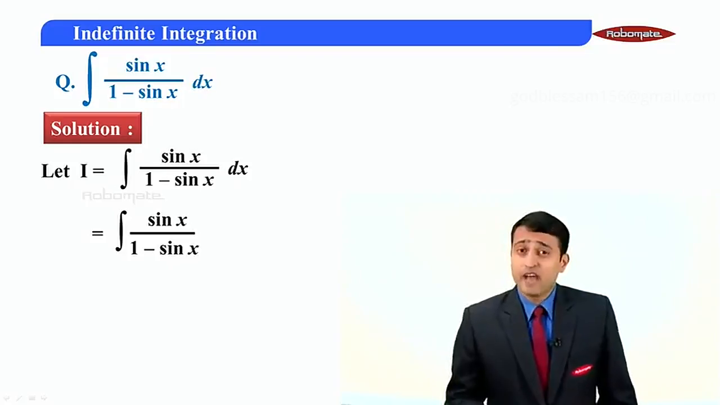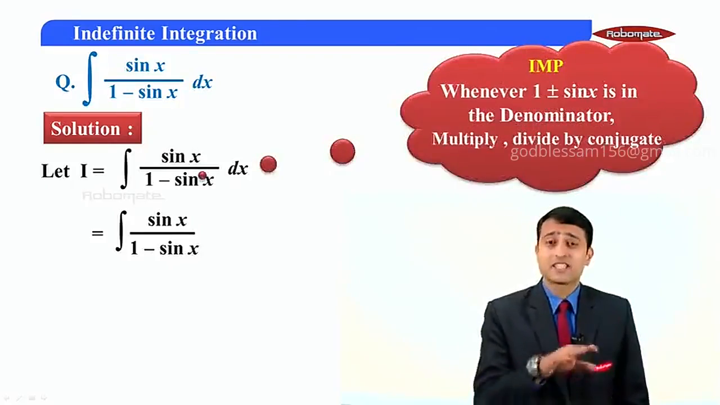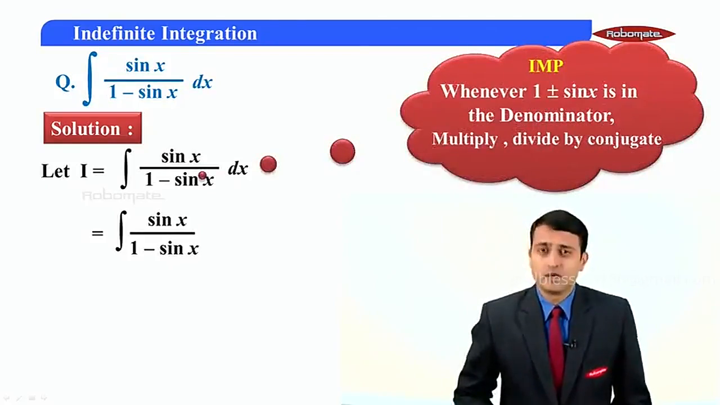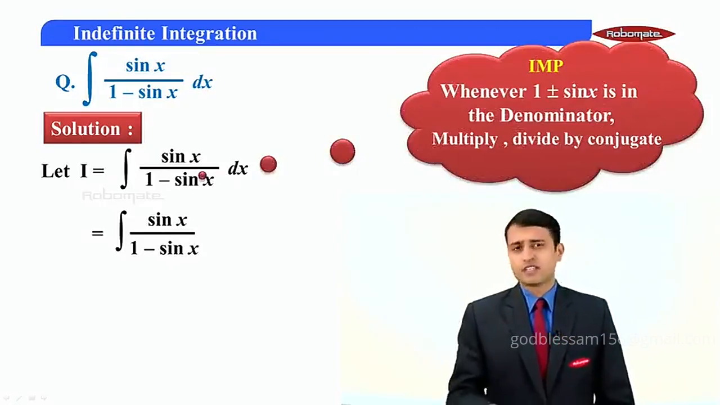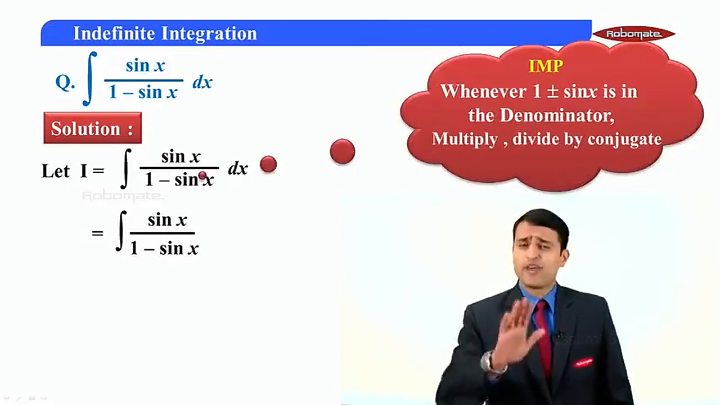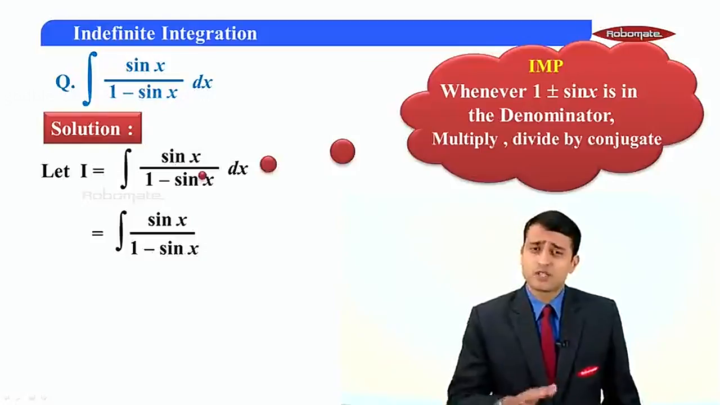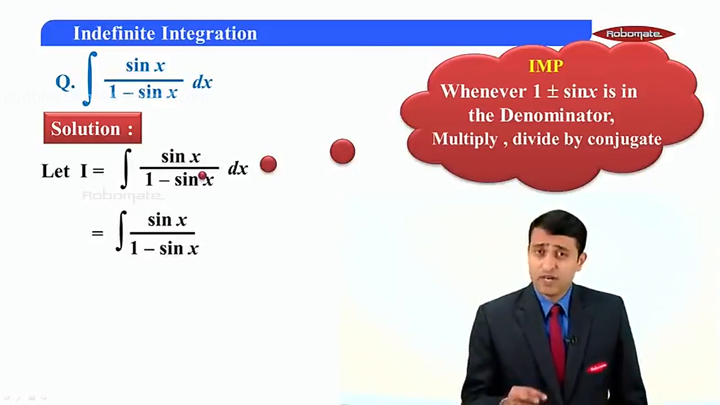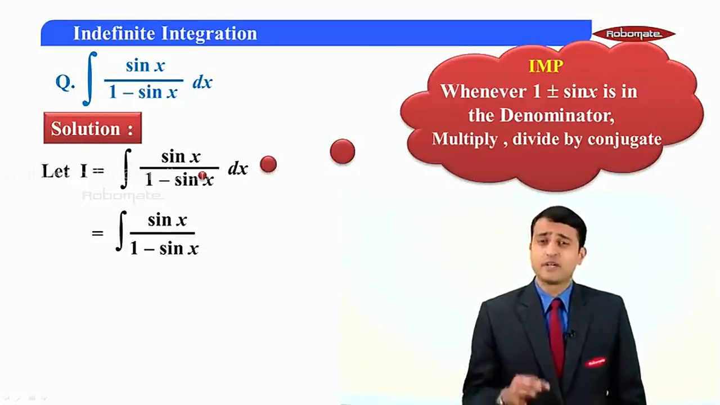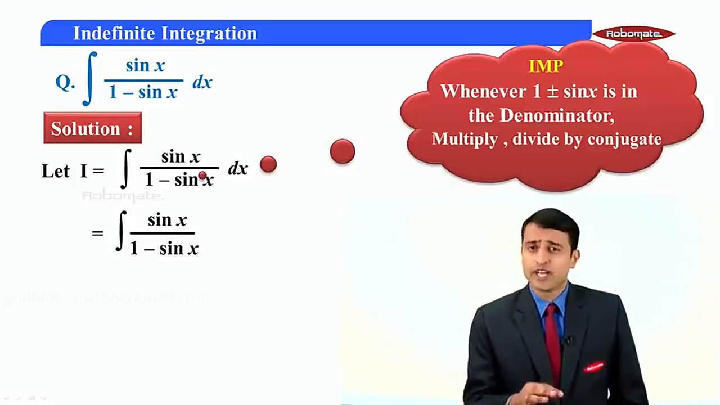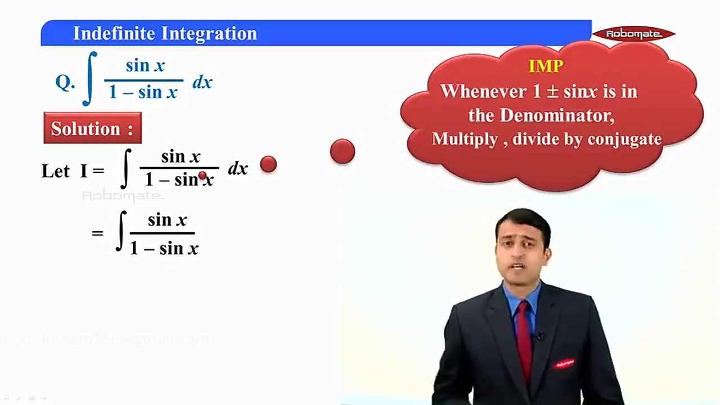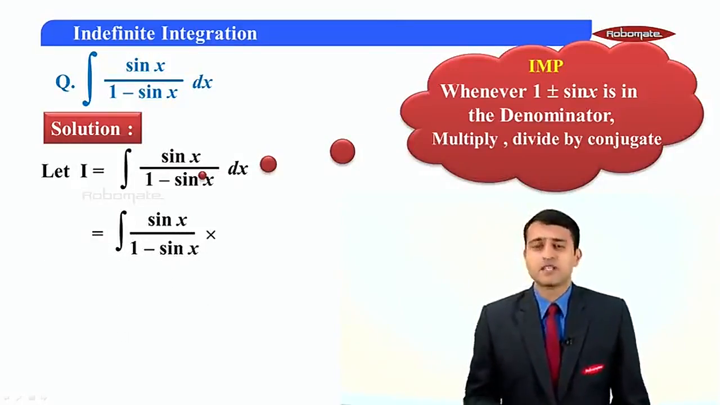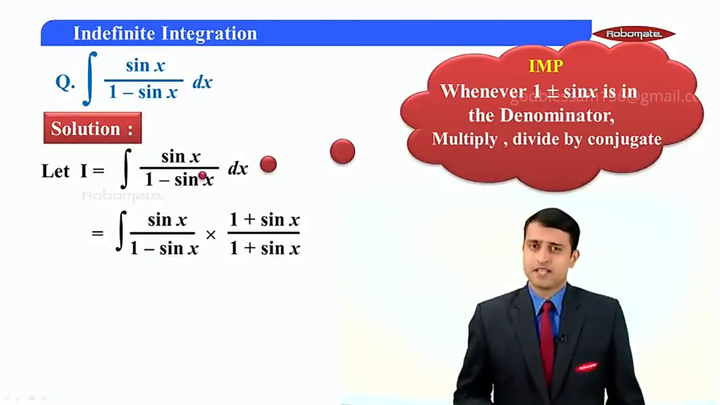Now whenever we have 1 plus or minus sin x in the denominator, what are we supposed to do? We are supposed to multiply by the conjugate. Very important point, you will require this throughout. If you have 1 plus or minus sin x in the denominator, you can multiply and divide by the conjugate. Here the conjugate of the denominator will be 1 plus sin x. So I will multiply and divide by 1 plus sin x.